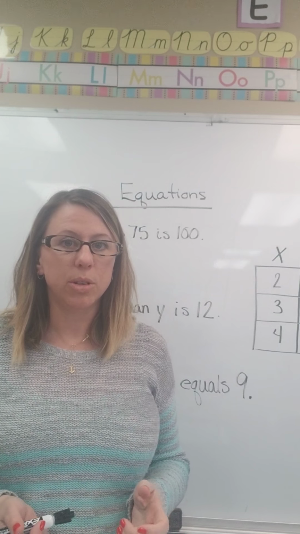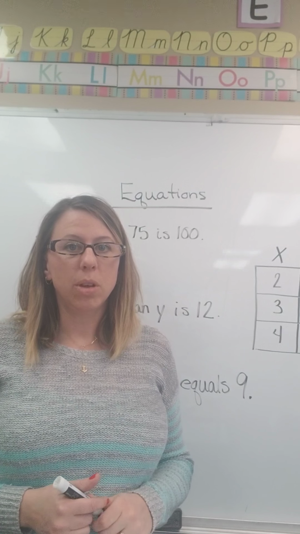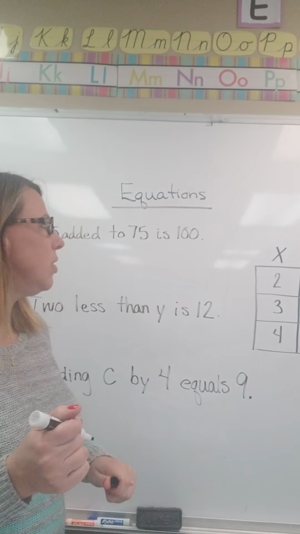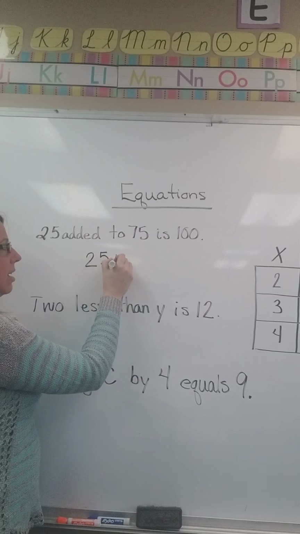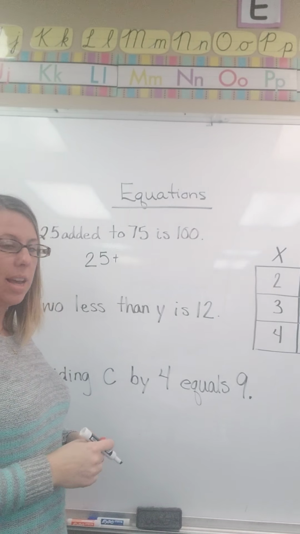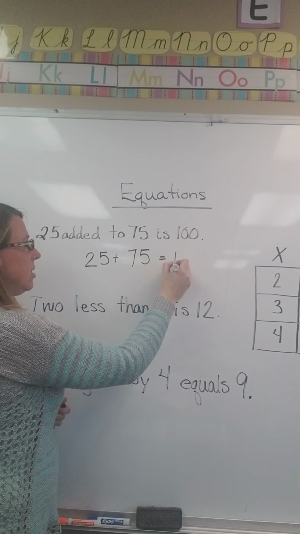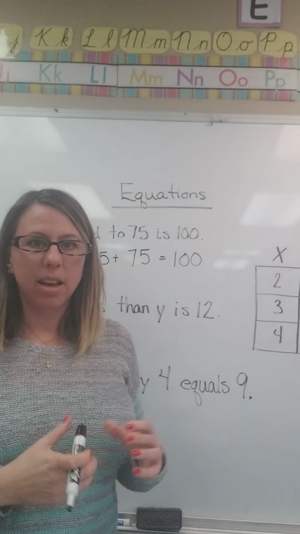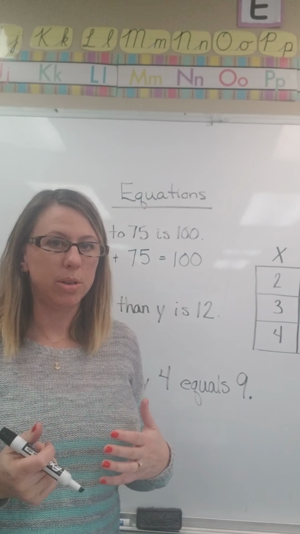So let's try this first one together. If you have a piece of paper or a whiteboard or anything like that, you can see if you get the same answer as I do, or you can just listen. So for this one, 25 added, obviously, is the addition sign, to 75 is 100. That's pretty easy. It gives us the information. We're just plugging in the numbers to make an equation like what we're used to seeing.